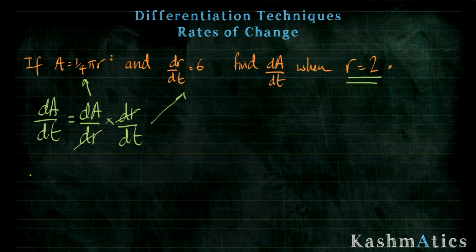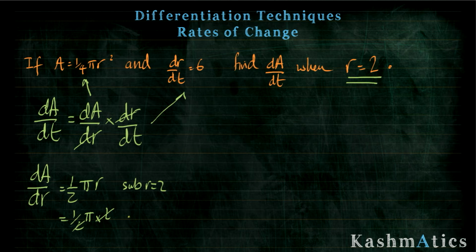So let's differentiate A to get dA by dr. We need to multiply by the power to get 2 quarters, which is a half, pi times, now we need to take 1 off the power of r. That leaves me with just r, and then we substitute r equals 2 to get a half pi times 2. The 2's cancel out to give me just pi.